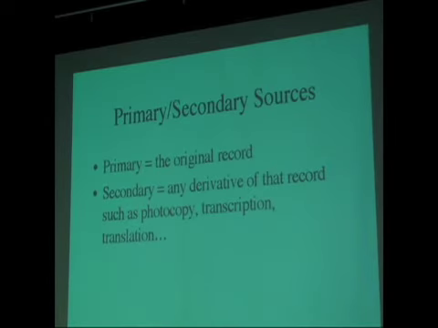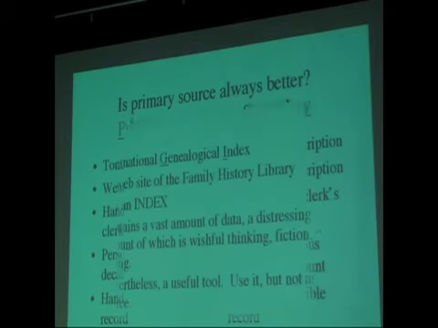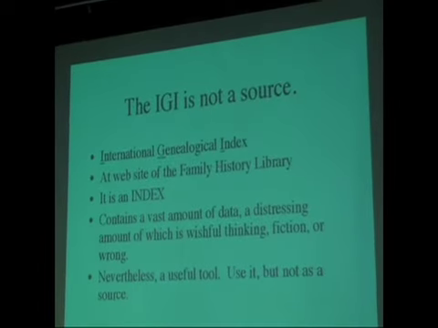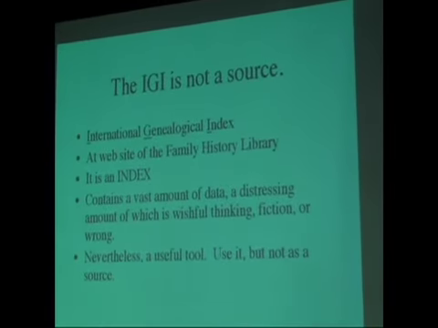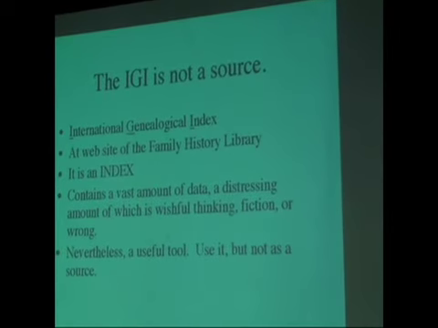We'll skip this part. Primary and secondary sources. You can figure this out. There are two different kinds. The IGI, that's the thing that you get at the Family History Library in Salt Lake City. It's loaded with stuff that's not worth anything. Multiple versions of the same mistake.